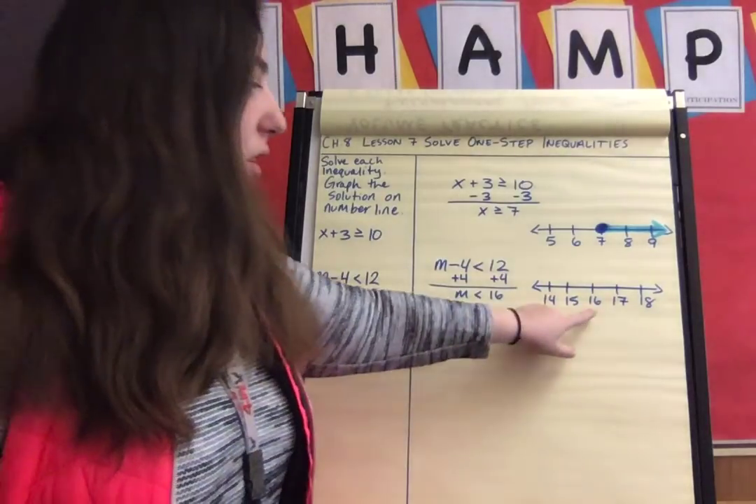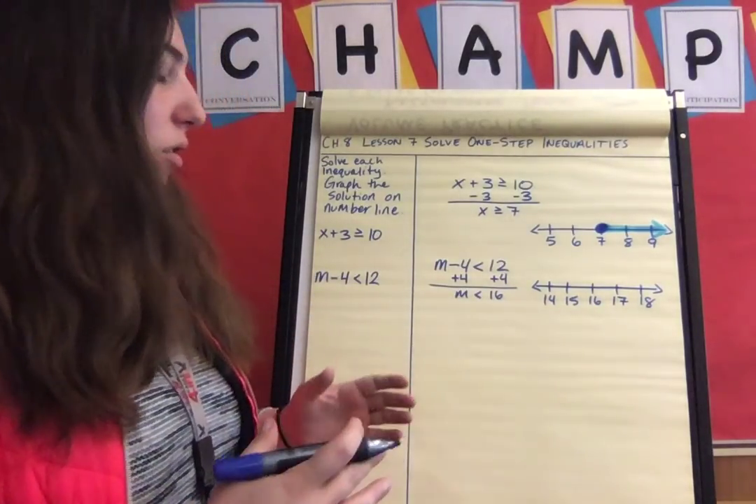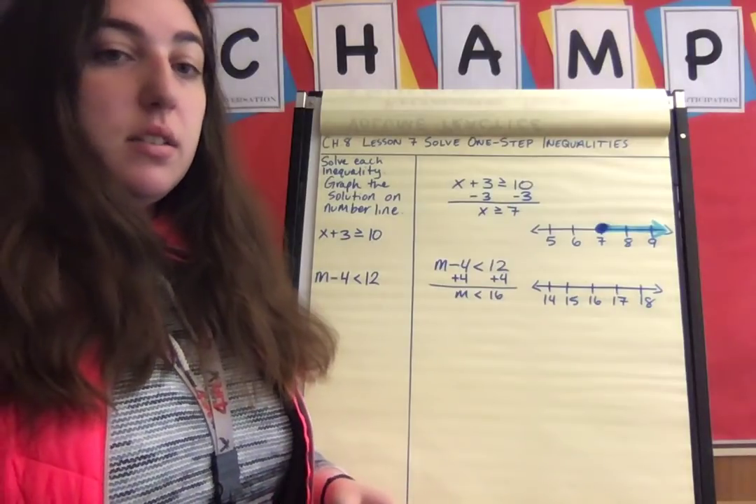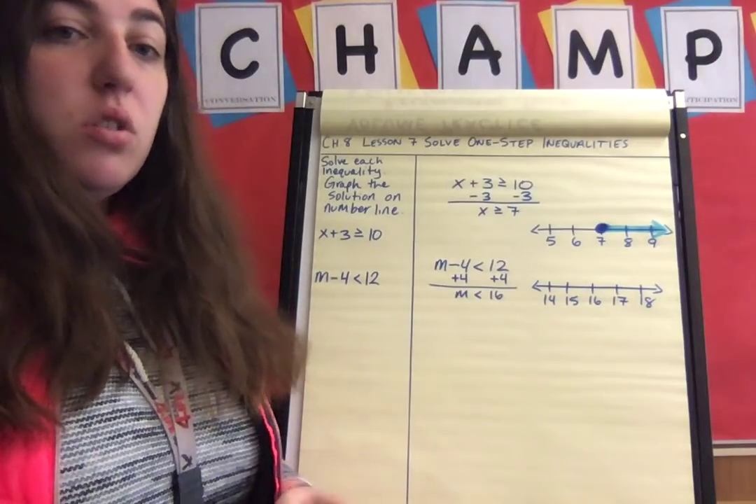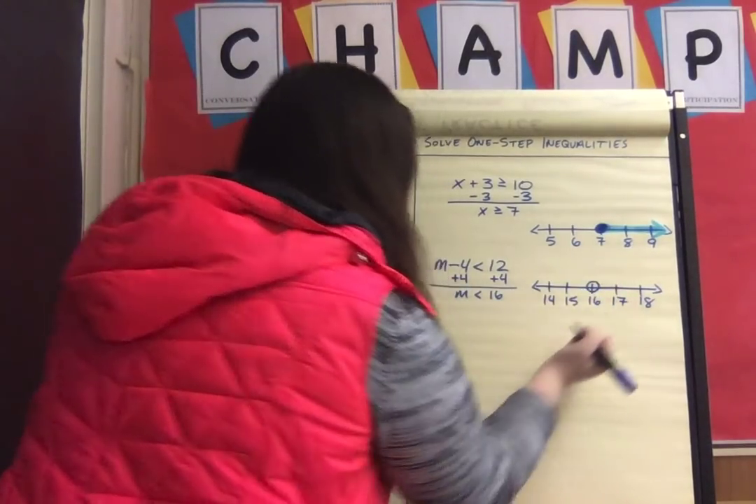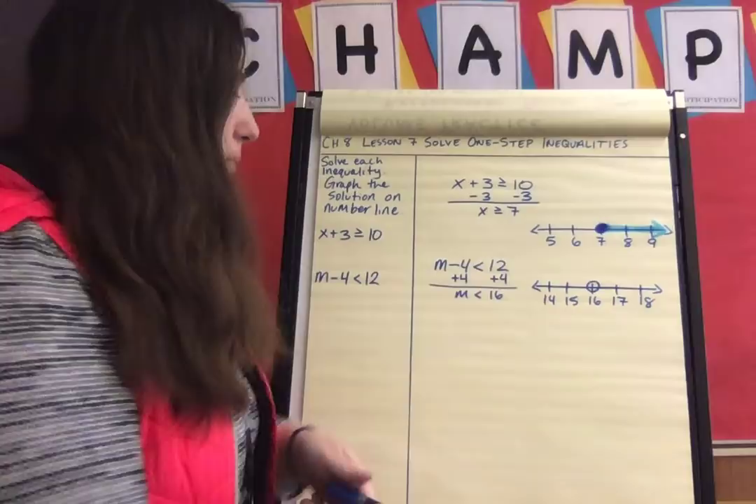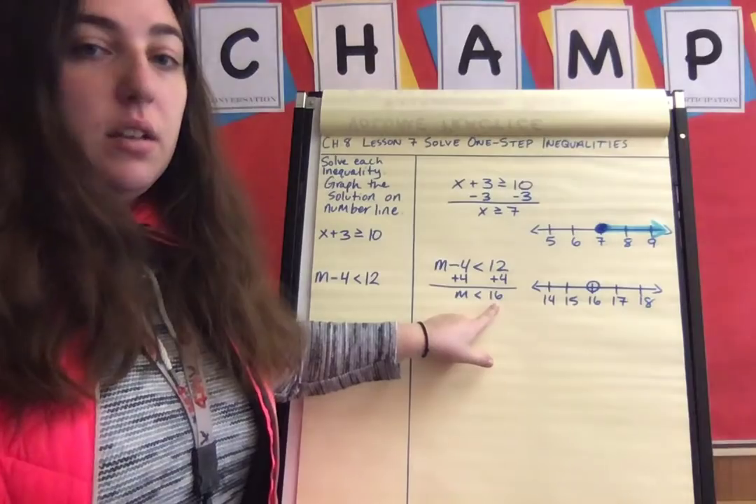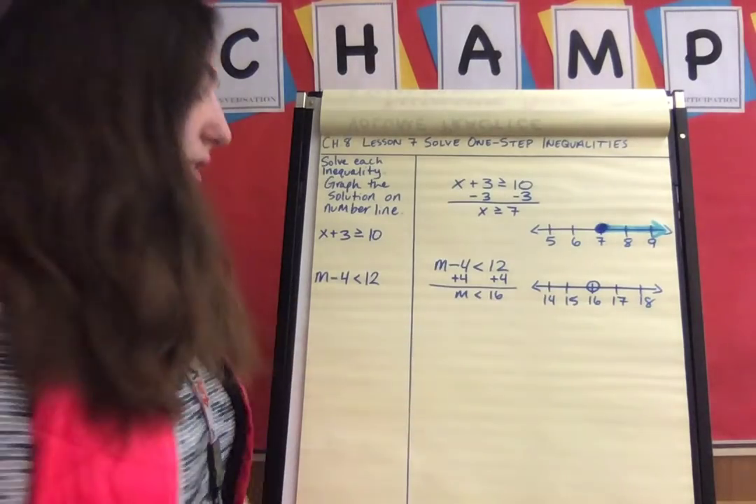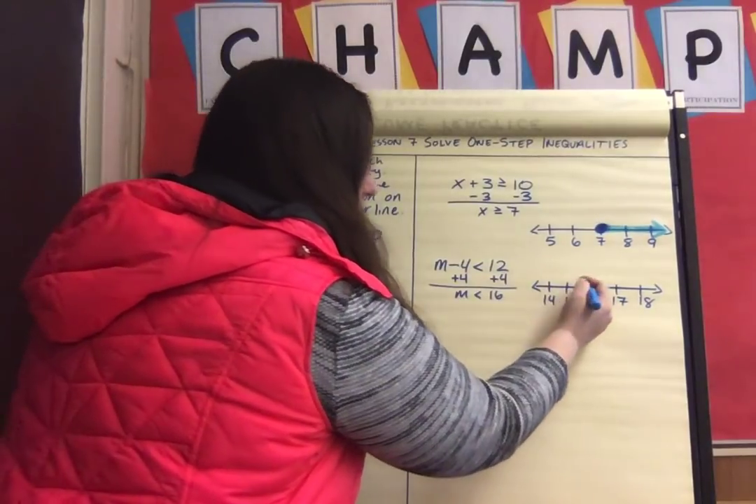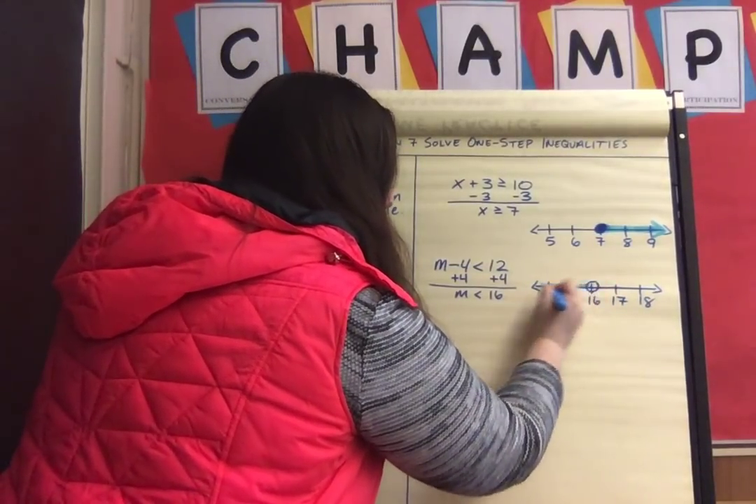So I'm going to have an open point. I'm not including this in the solution because 16 is less than 16 is not a solution. So it's not included. You make an open circle, and then the answer is less than 16. So all my answers are going to be less than 16.